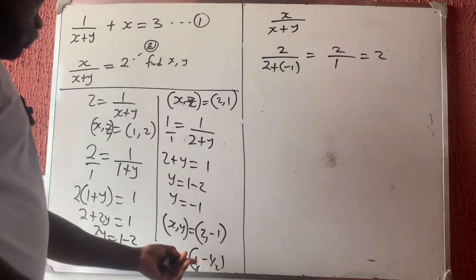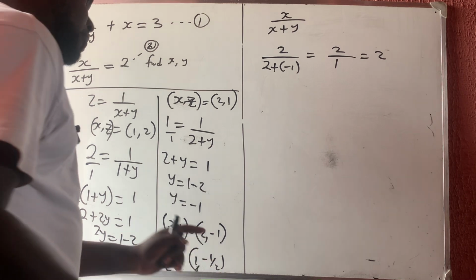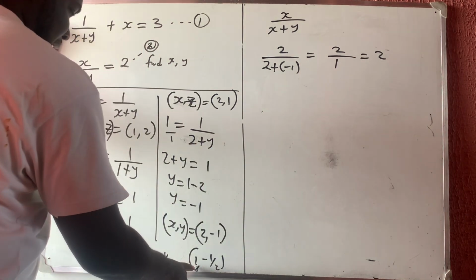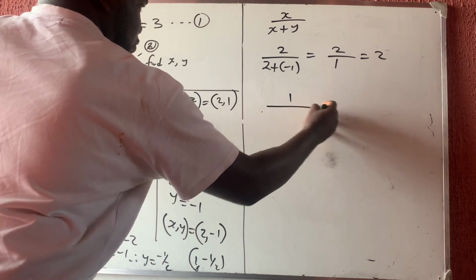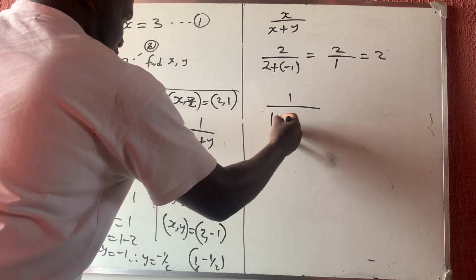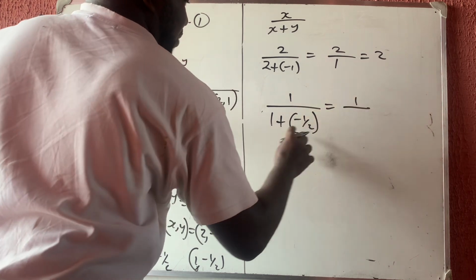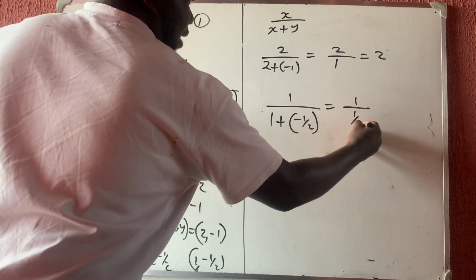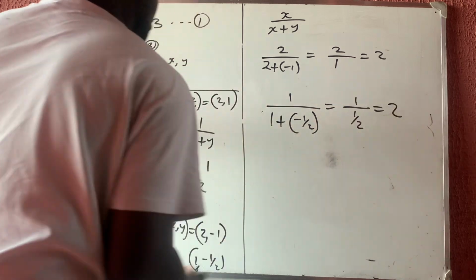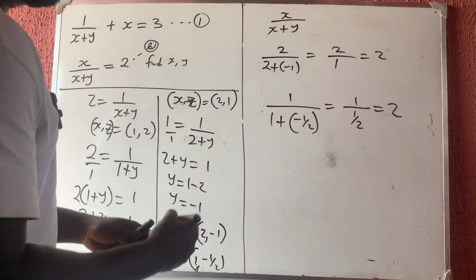Okay, if we decide to use when it is 1 and minus half, so my x is 1, so I'm going to have 1 over 1 plus minus half. So what do we have? This is 1 divided by, here is giving me half. So 1 divided by half will still give me 2, which is the right hand side. So it is very correct.